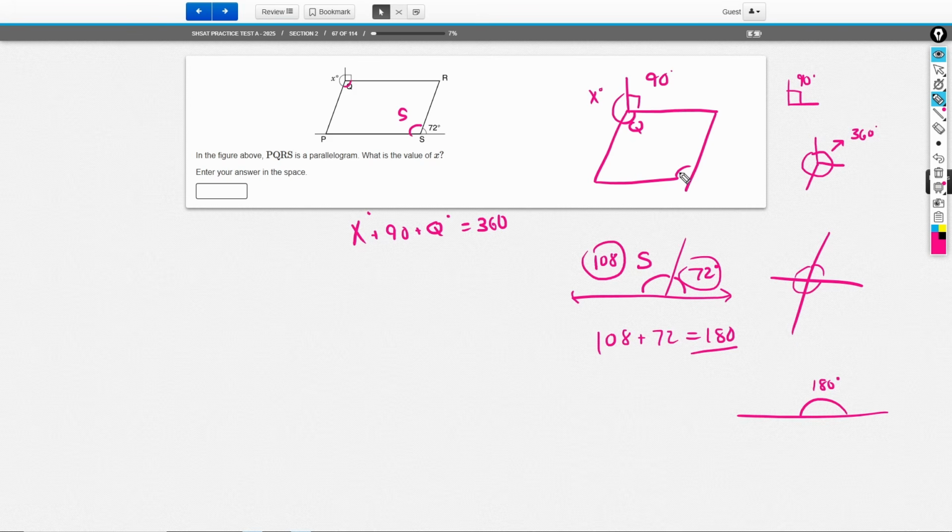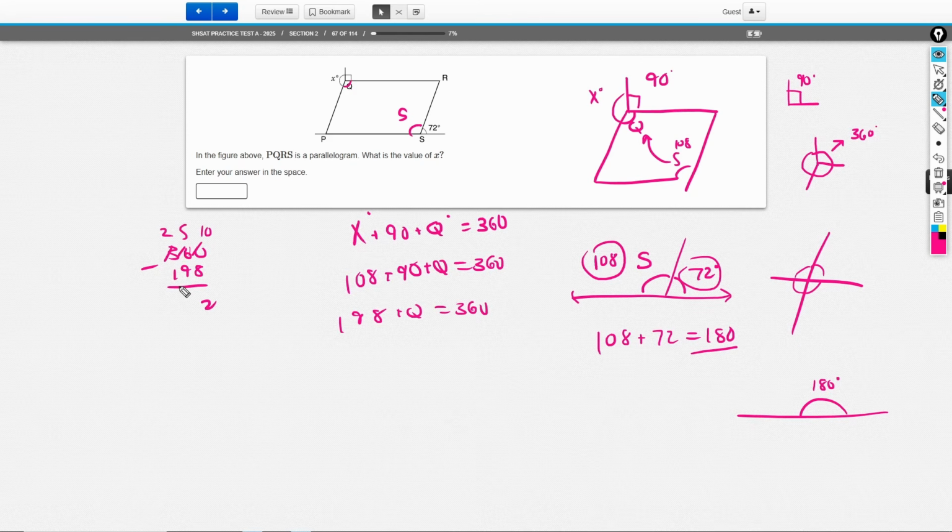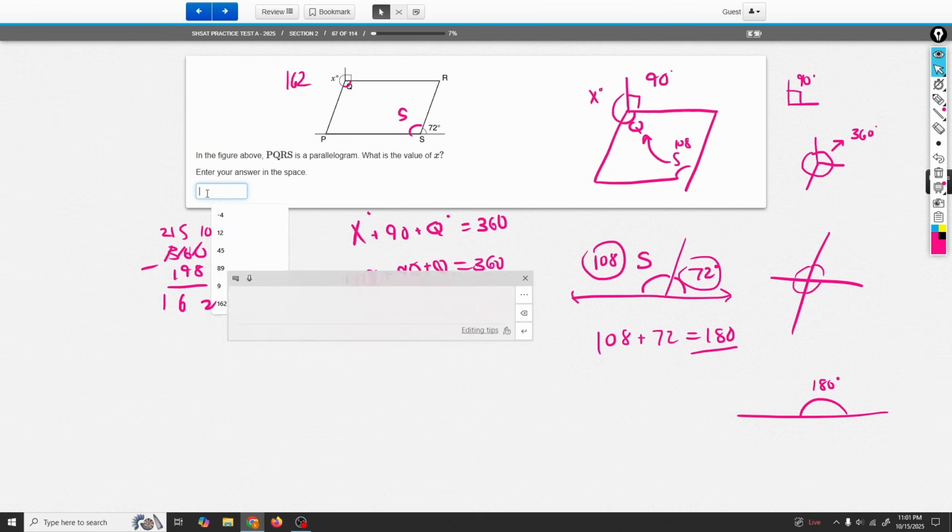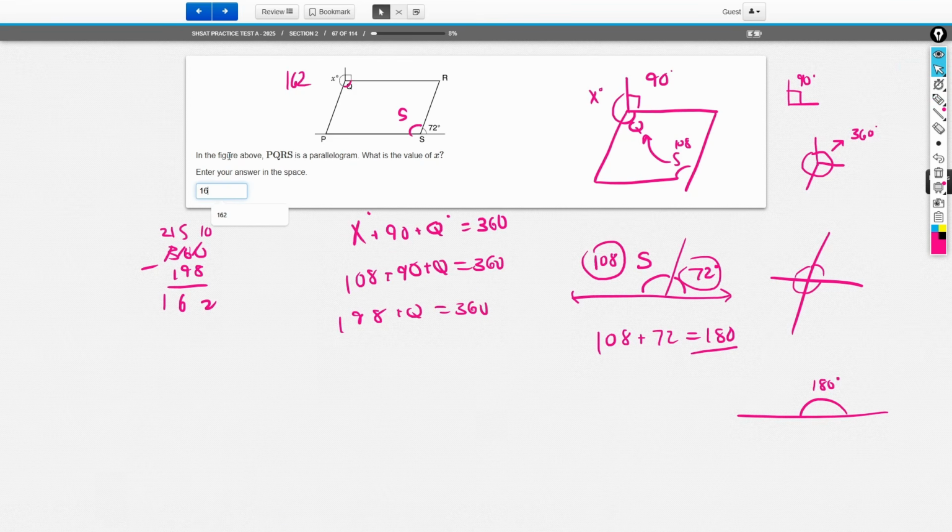Now, if S is equal to 108, that means that Q is equal to 108, and I have 108 plus 90 plus Q is equal to 360, and 198 plus X is equal to 360. So we'll quickly do 360 minus 198. This becomes 2, this becomes 5, this becomes 10. Sorry, this becomes 15. 15 minus 9 is 6, and then 2 minus 1 is 1. So angle X is 162 degrees, right? That's the correct measure. So 1, 6, and 2.